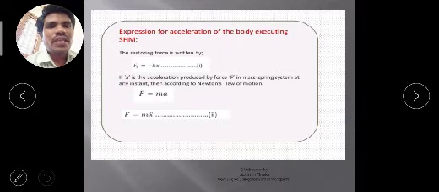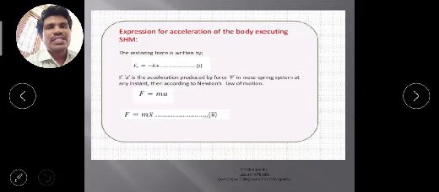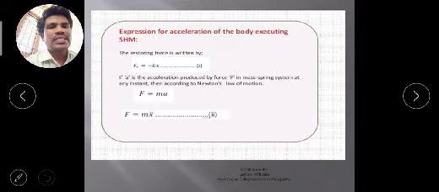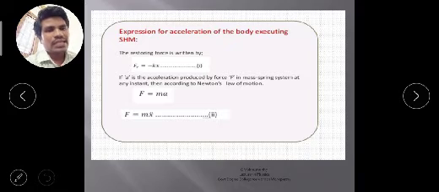If small a is the acceleration produced by force capital F in the mass-spring system at any instant, then according to Newton's second law of motion, F equals ma, where a is the acceleration, and acceleration is denoted by d squared x by dt squared, or x double dot.